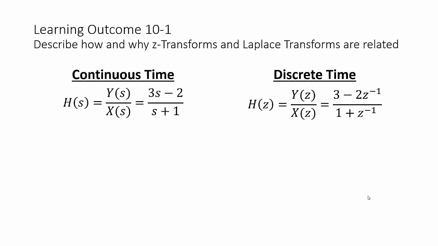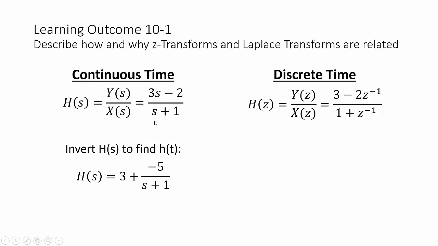Let's look at these transfer functions. In continuous time, we can invert H(s) to find h(t). Because the order of the numerator is the same as the order of the denominator, we first need to apply a long division to get into a constant plus a proper fraction. The constant will invert to 3 delta of t, and our proper fraction will invert to minus 5, linearity, e to the minus t, u of t. Don't forget the u of t.